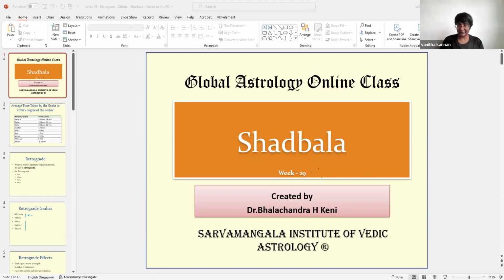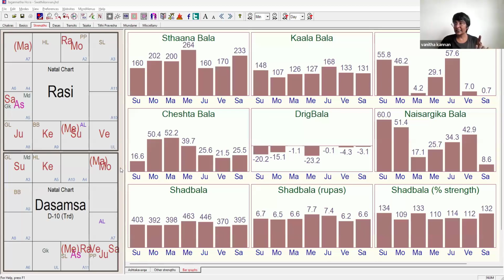Let's have an example. Instead of speaking, let's have an example. I'm going to switch the screen now. Just share the Jagannath Hora. I don't know why it's showing me here. Let me see. So everybody can see this Jagannath Hora, right? Yes or no? Yes.